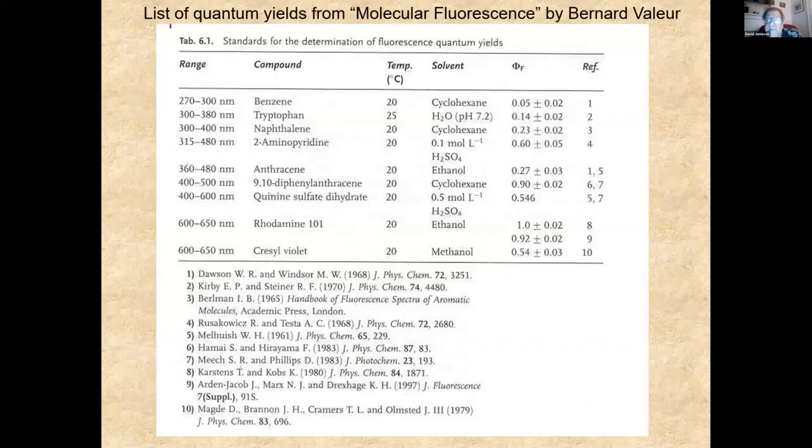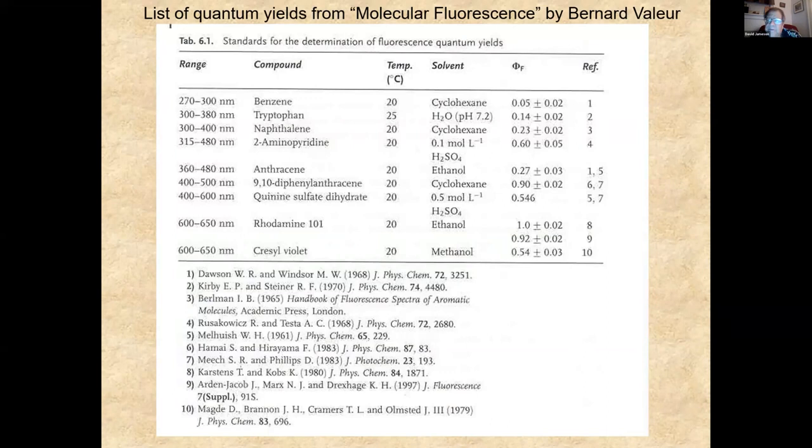But here's a list of quantum yields from Bernard Valeur's wonderful book, Molecular Fluorescence. And I'm bringing this up for a purpose. You can see different things like benzene is a very low quantum yield, tryptophan's a little higher, 0.14. Once we get up to rhodamine, we're up at 100%, a quantum yield of 1. So essentially, though, the quantum yield is what determines if a fluorophore is useful.